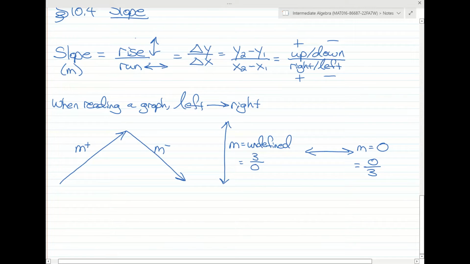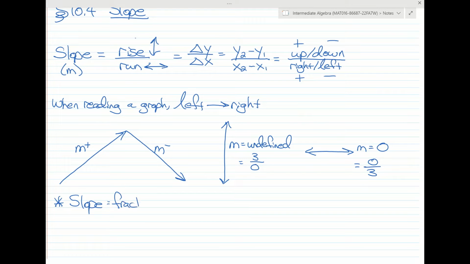One other thing is typically with slope, it's a fraction. So slope is a fraction. And if not a fraction, we write it over 1. For example, if you get a slope equal to 2, you could also say it's 2 over 1. That's what I'm trying to say there.